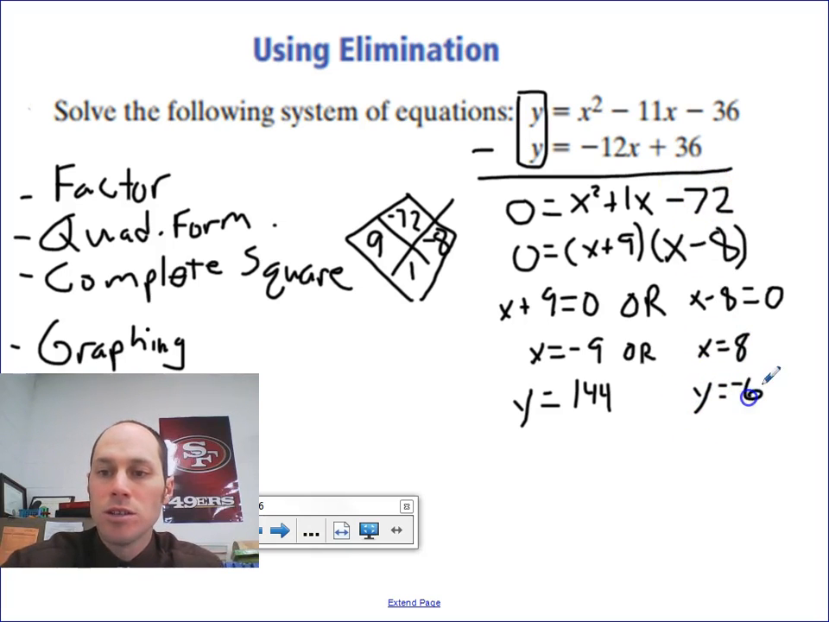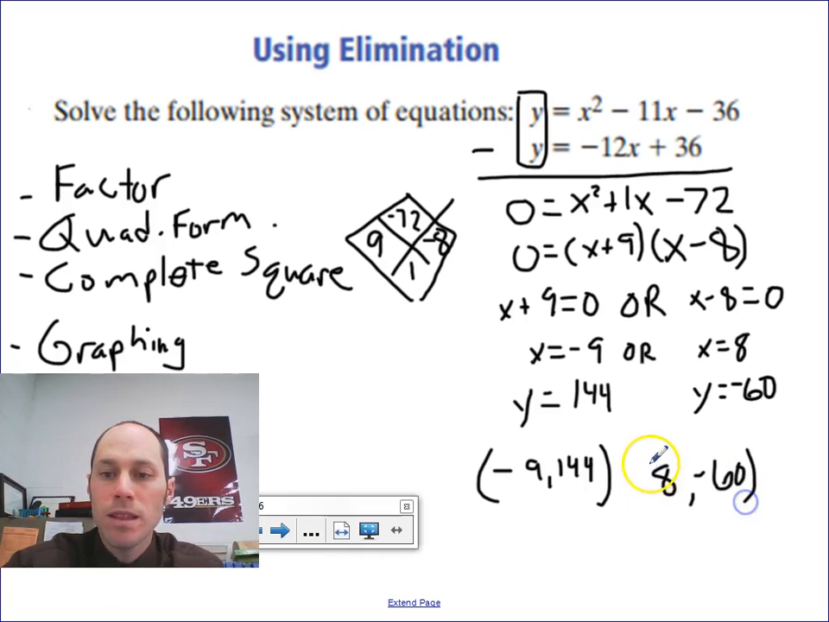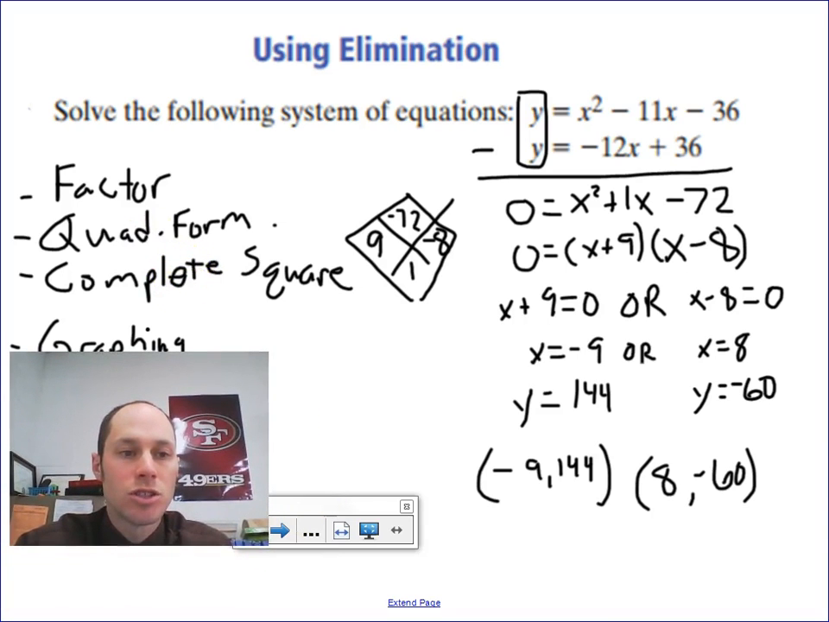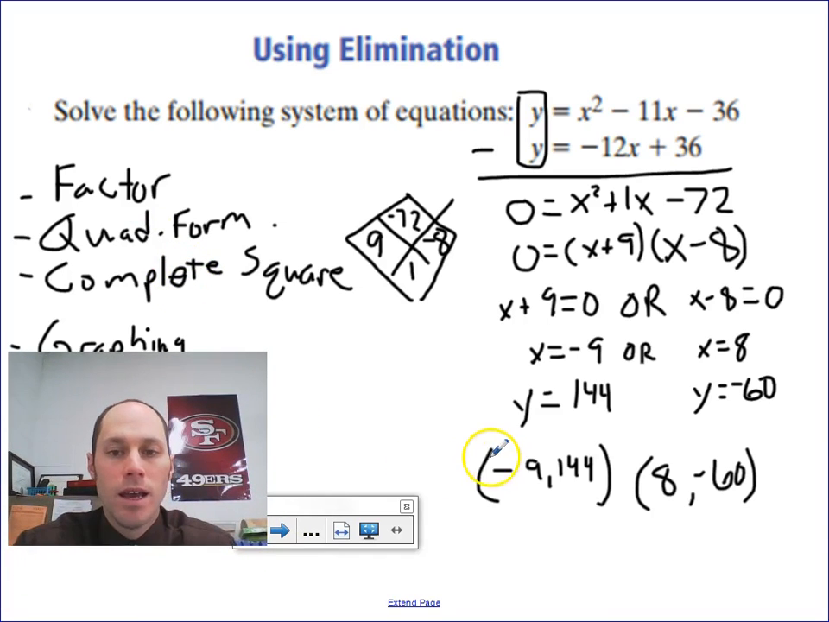So I've got two solutions, and my two solutions are negative 9, 144, or 8, negative 60. And I would have got those same by doing the quadratic formula, completing the square, or graphing just as well. And also keep in mind, if I would have plugged those x values into my quadratic equation, I would get the same corresponding y values as well.